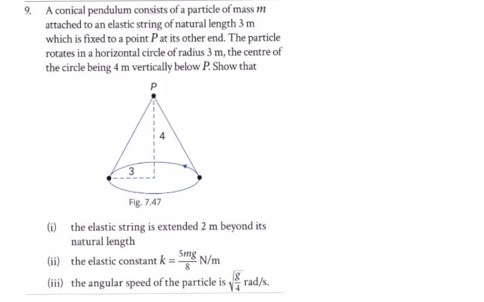Question 9, we have a conical pendulum. A particle of mass m attached to an elastic string of natural length 3, so it's obviously gone past 3 along here. Particle rotates, so by Pythagoras we can see that this is 5. Show that it's extended 2 meters beyond its natural length. Well, we have 5 minus original length 3 is 2 meters, so that's just what they're looking for in part 1.